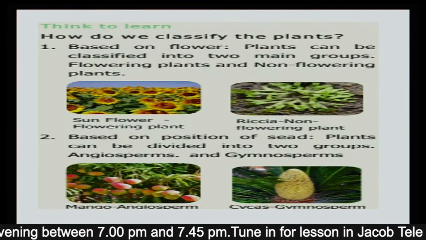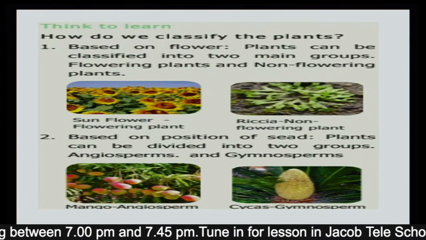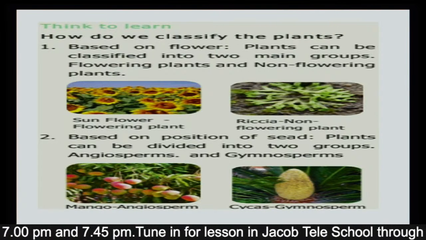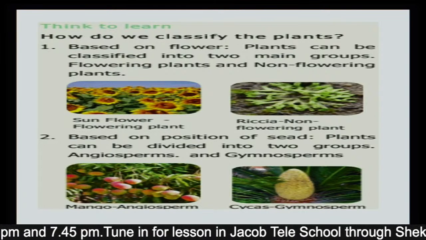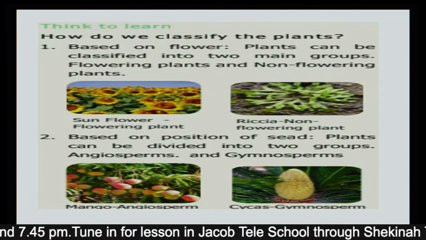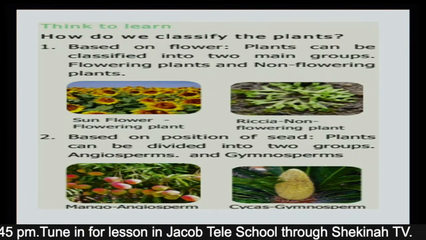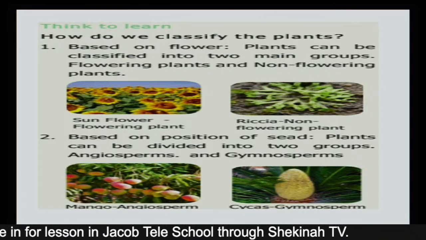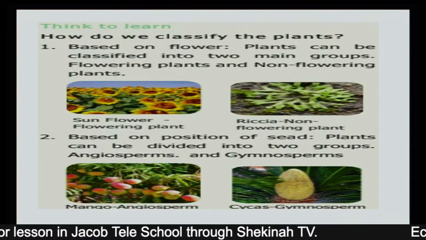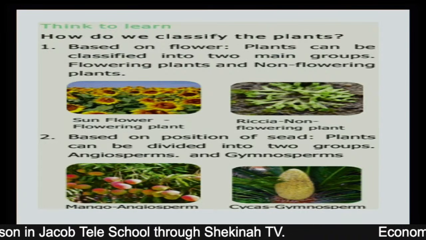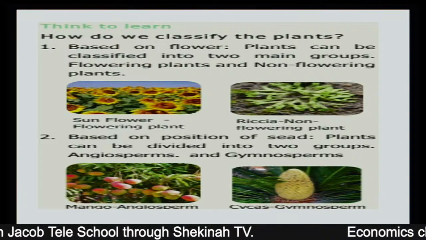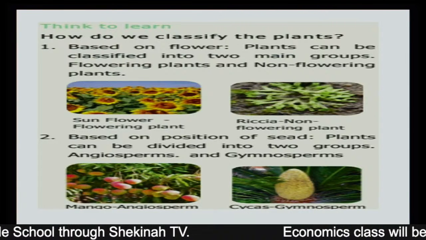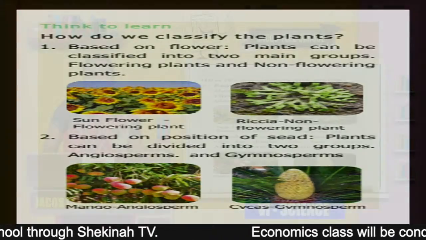And last one, how do we classify the plants? We classify the plants based on the flower as well as the seed. Plants can be classified into two groups, flowering plants and non-flowering plants. Based on the position of the seed, they are classified into angiosperms and gymnosperms. In angiosperms the seed can be seen easily, but in gymnosperms the seed will not be visible to us.